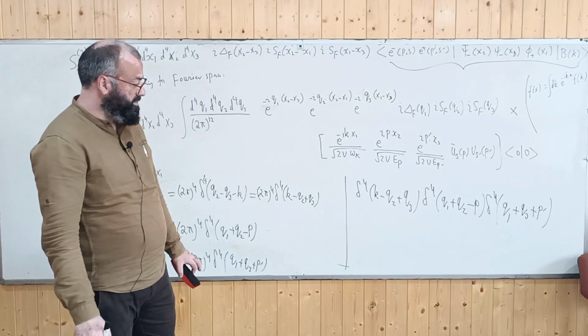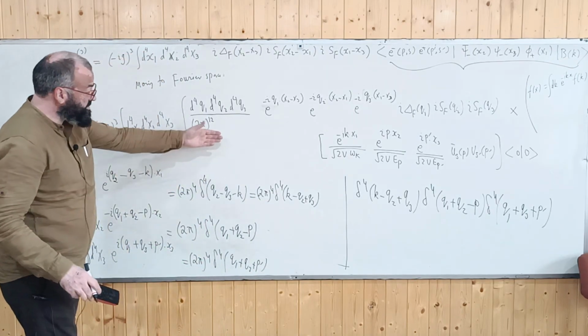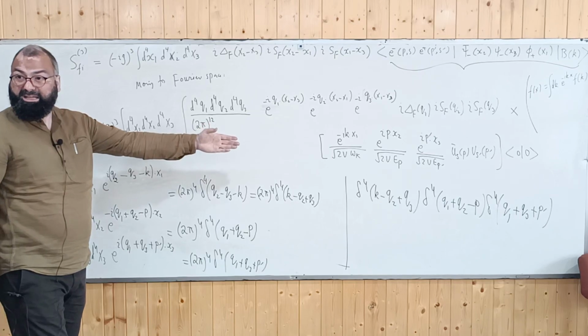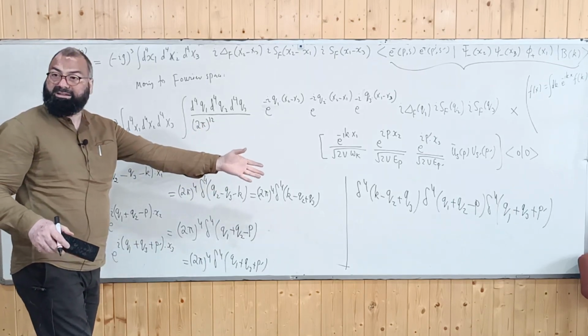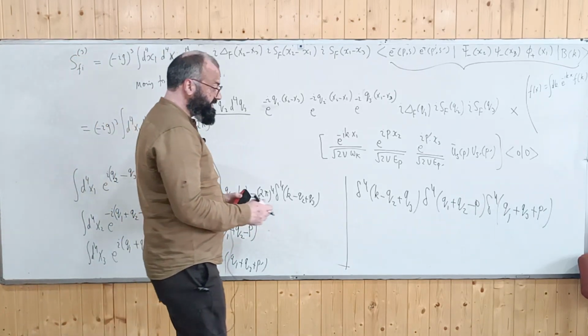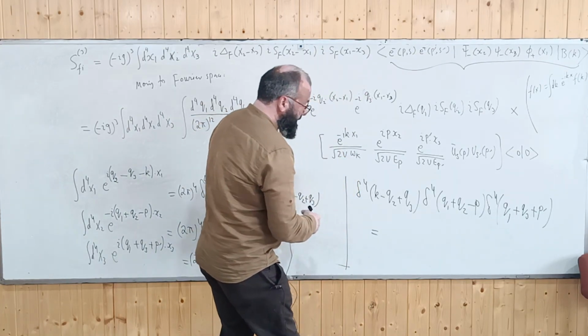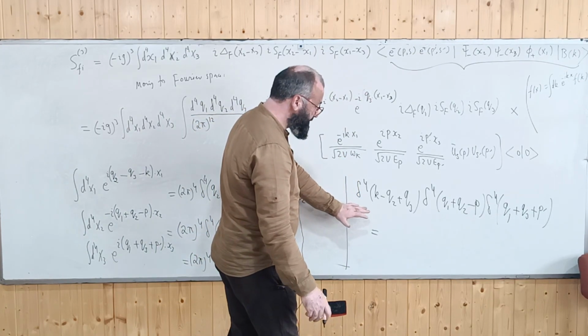Got it? So when you substitute it here, it will be in the product form. Clear? So that's what I will just evaluate first, the delta functions, to get the overall conservation rule. Okay. Now what can you do?